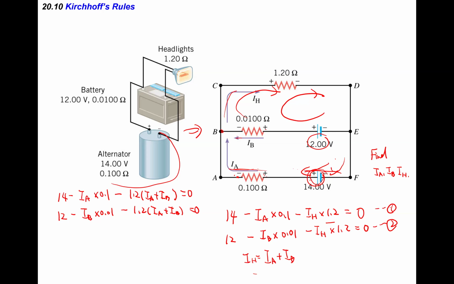So the next thing is 14 minus 1.3 IA and then minus 1.2 IB equals 0, and then 12 minus 1.2 IA and then minus 1.21 IB will also be equal to 0. So now you have two equations and two variables, and then you can solve the problem.